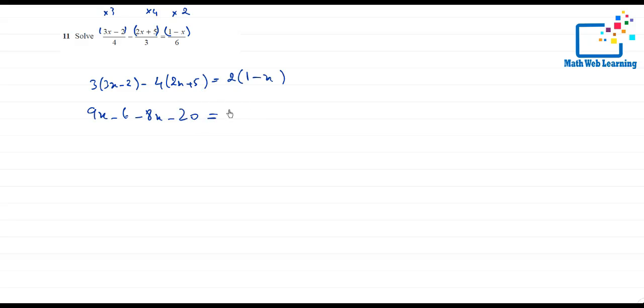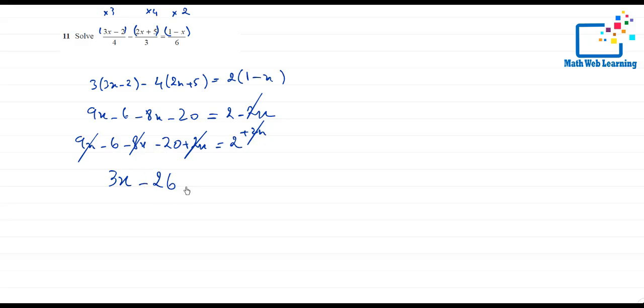Right, so that is the left hand side. Right hand side is 2 minus 2x. Okay, so we're going to do plus 2x. So we'll have 9x minus 6 minus 8x minus 20 plus 2x equal 2. Okay, and so therefore let's tidy up a little bit. So I got 9x minus 8x, that is 1x, 1x plus 2x, that's 3x. Okay, we've done the x's. Now we have minus 6 minus 20, that's minus 26.